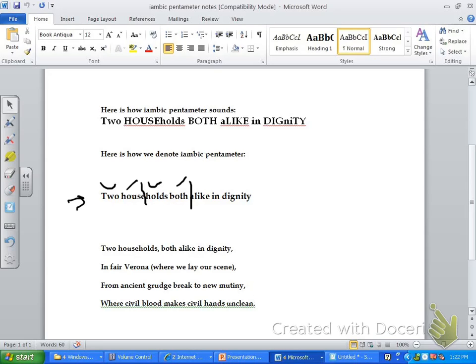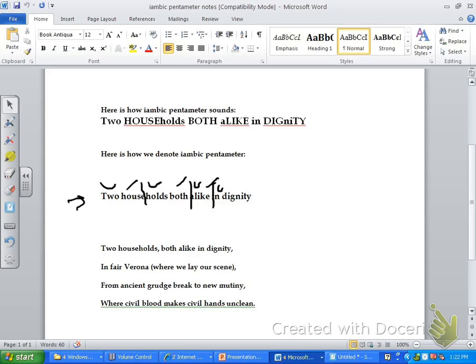Ivy: "A." Yep. Okay. What's our next stressed syllable? What's our next stressed syllable, Lorraine? "Like." "Two households both alike." Now what do I need to do? I have another iambic foot. You have to draw a straight line. Yep. Now what? "Two households both alike." Hannah? "In." Yep.